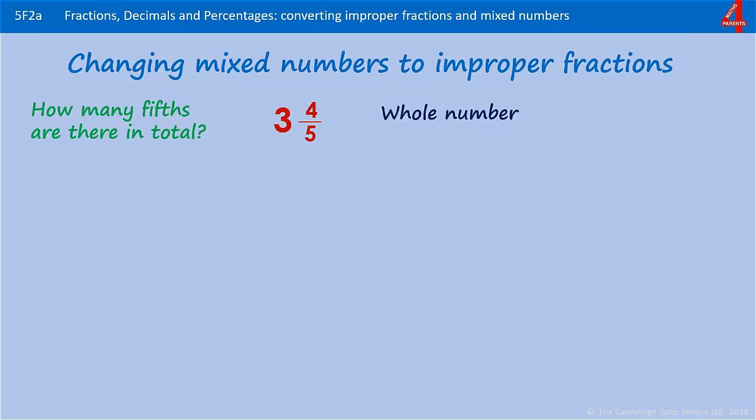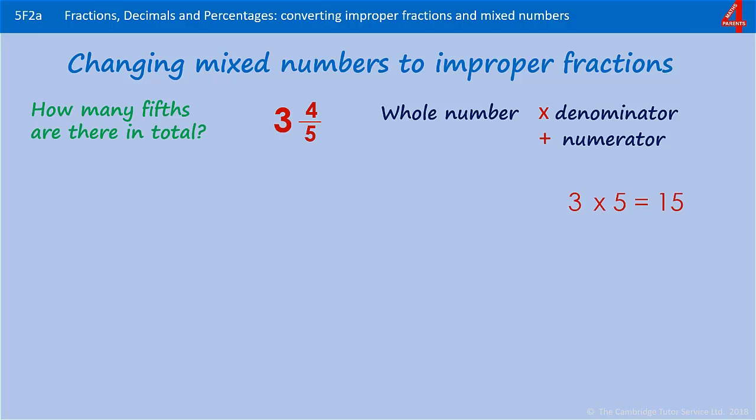There's a formula for this. You can take the whole number, which is 3, multiply that by the denominator, which in this case is 5, and then add on the numerator, and that will tell you how many fifths you have all together. So if we do the first bit, 3 times 5, so that's the whole number multiplied by the denominator, and that's 15.